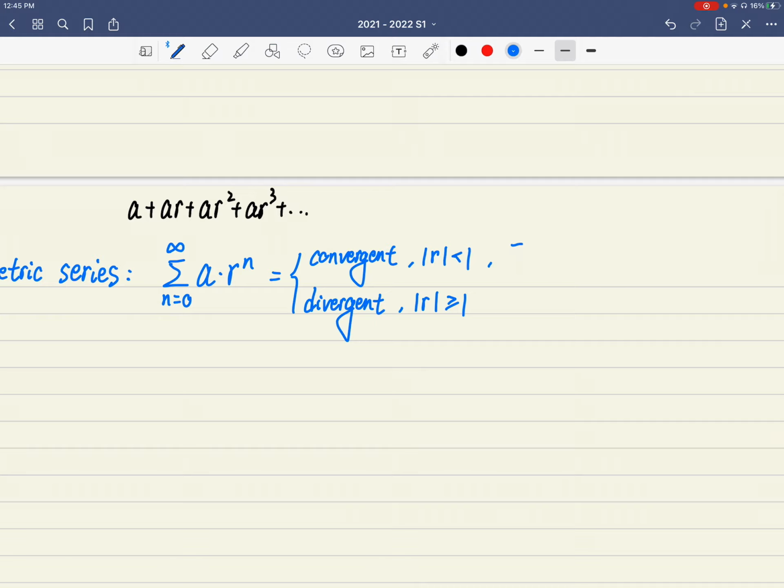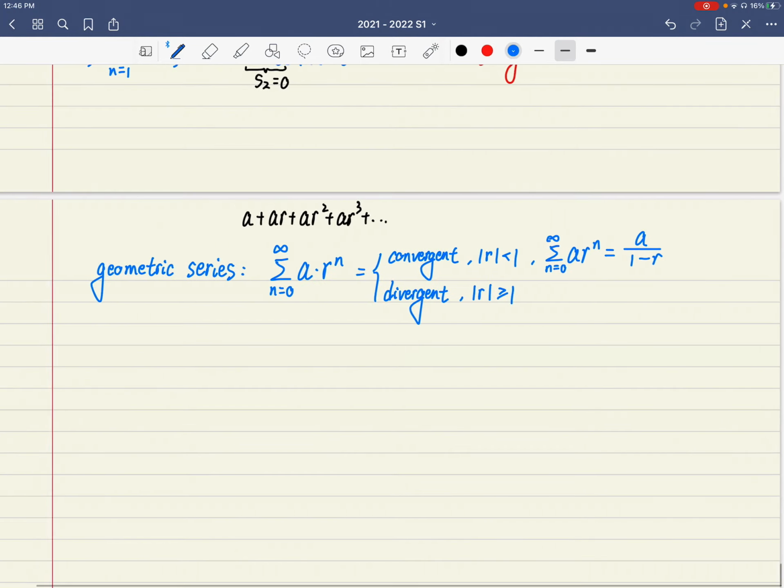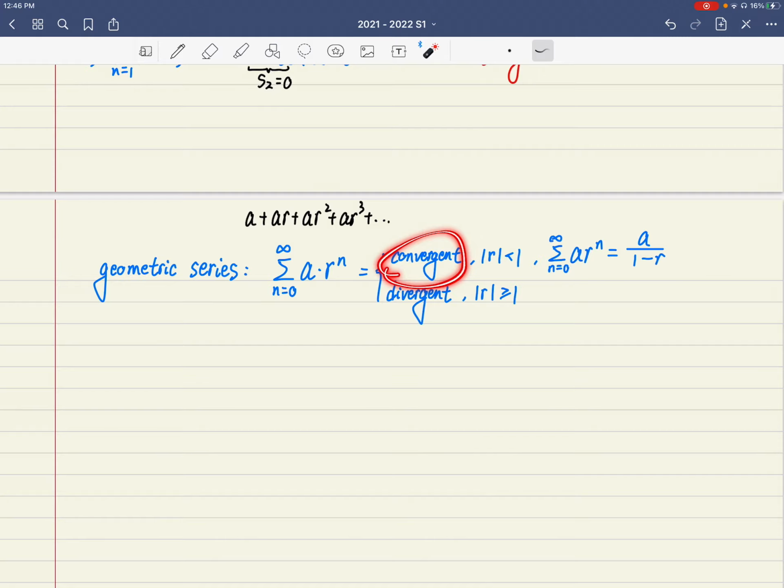If it's convergent, that means we are able to get the sum. So what is that sum? The sum is also very easy. It's a over 1 minus r. If it's convergent, that sum is this. If it's divergent, it doesn't have a sum. You can't write down the sum.